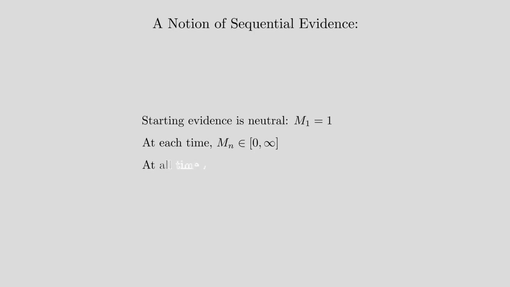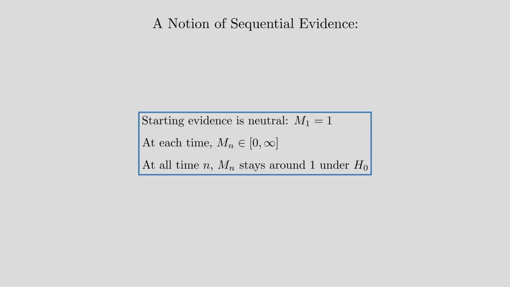We want to quantify an amount of evidence against the null hypothesis. We start with neutral evidence, and the amount of evidence is always positive. If we are in the null hypothesis, there is no reason that we will gather any evidence, so it remains around 1.